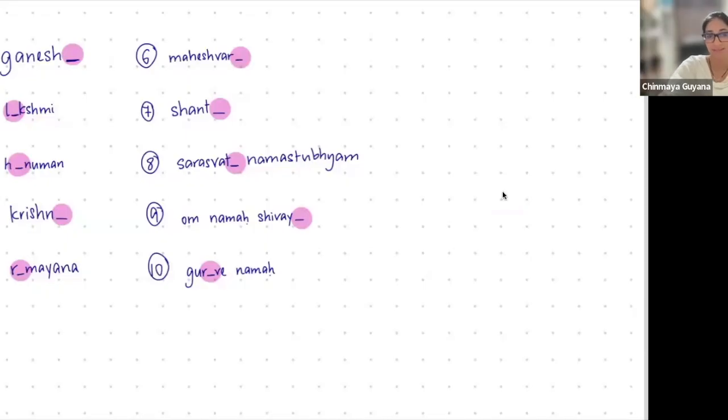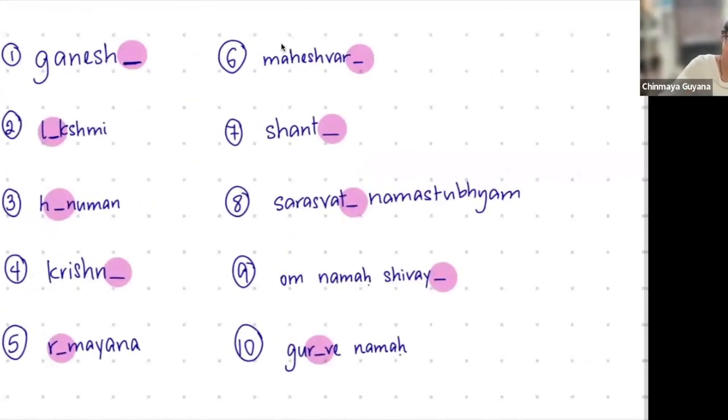And finally, I knew that most people would get number 10 wrong. It's not Guruve Namaha. It is Gurave Namaha. The letter there is Gurave. Even though we say Guruve, many people make the mistake. The correct answer is A.